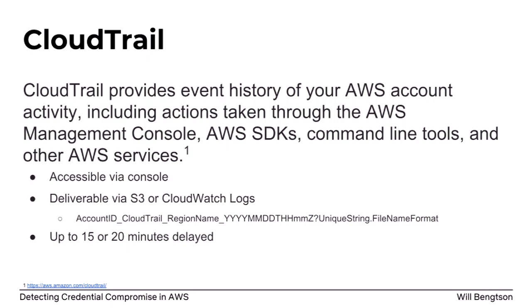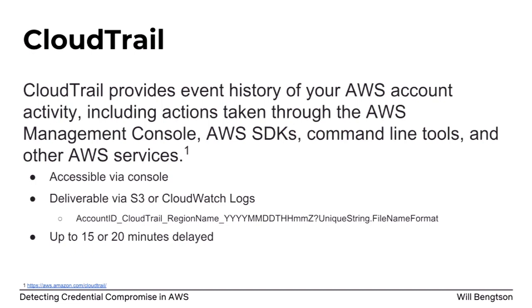Now there are some gaps in this log, which I'll cover later, and how to address those. But for the most part, you can understand what calls are being made in your environment. And just recently, Amazon made 90-day event history free in the console for you to use. So there's really no excuse for you not to be auditing this data.